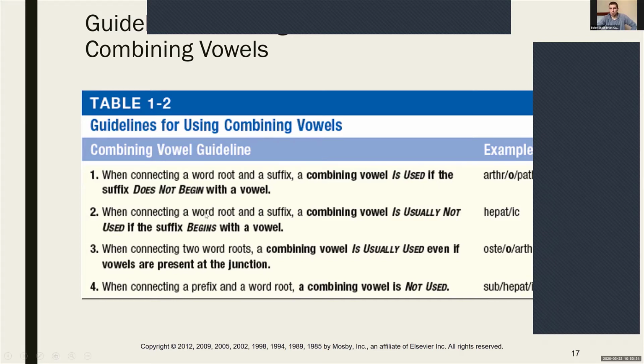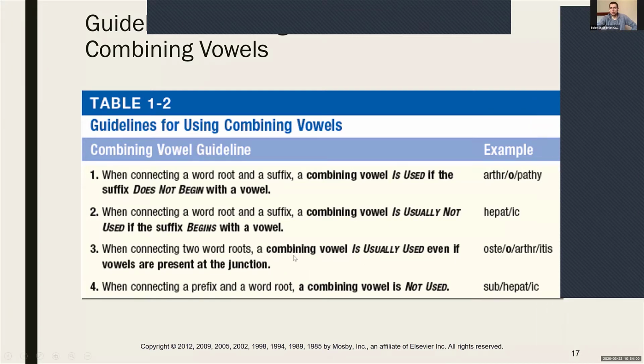The next one is also word root and suffix, and it's just the opposite. So here, hepatic, we have ic and we have hepat, so the liver. Here, because ic starts with a vowel, we usually will not use a combining vowel in there. We wouldn't go hepatoic. Okay, it's just hepatic. It's a little bit easier to say in that way.